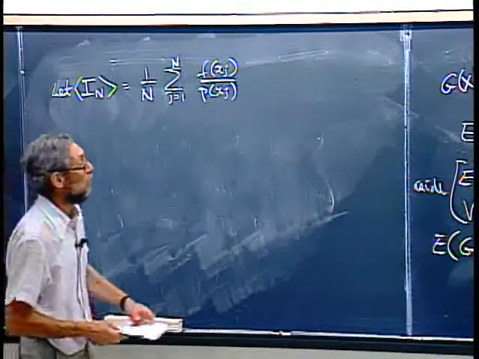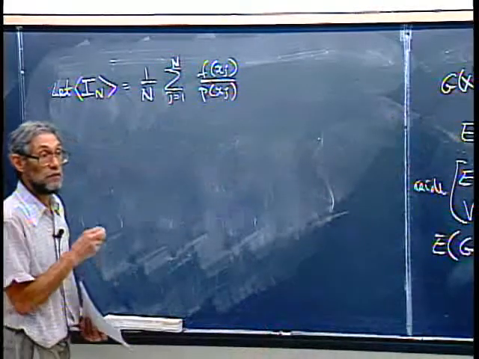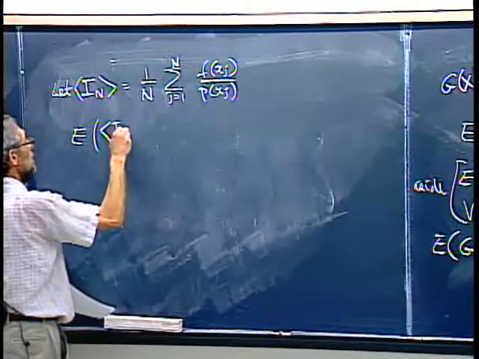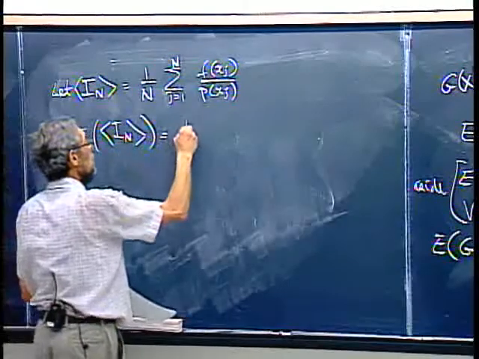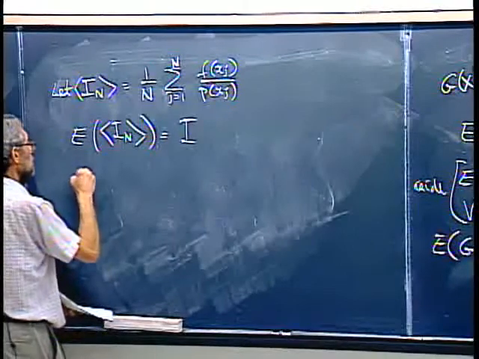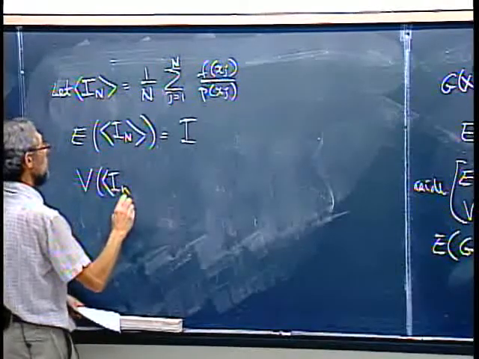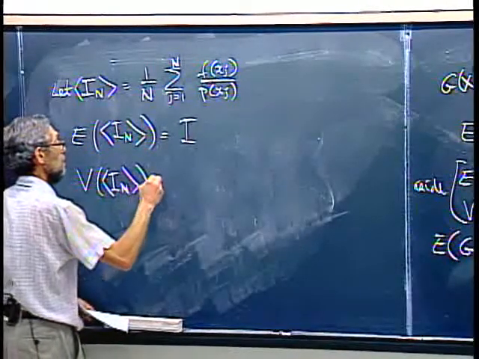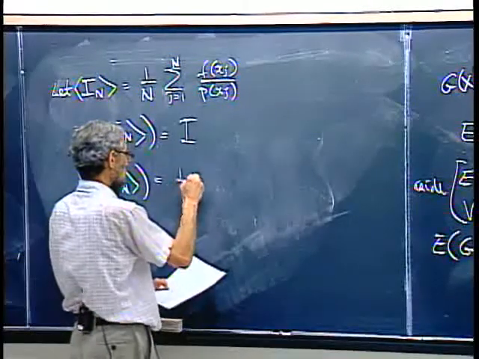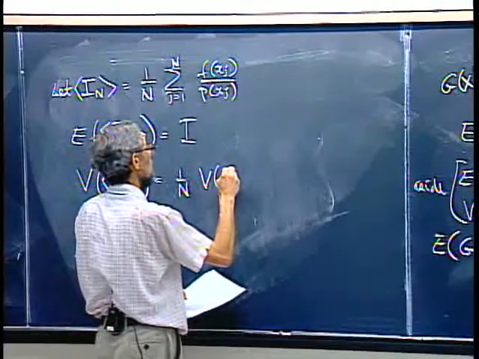Well, by what I showed on this board, the expectation is still the same answer, right? Because it's just the sum of those expectations. So the expectation of this new estimator for that integral is still the original integral. But now the variance of this estimate, it should have been capital N, is 1 over n times the variance of one estimate.